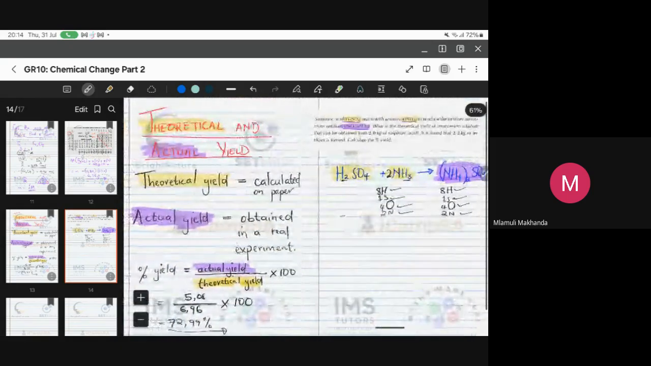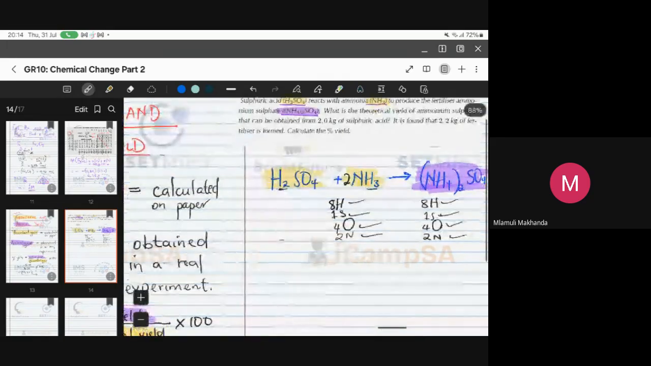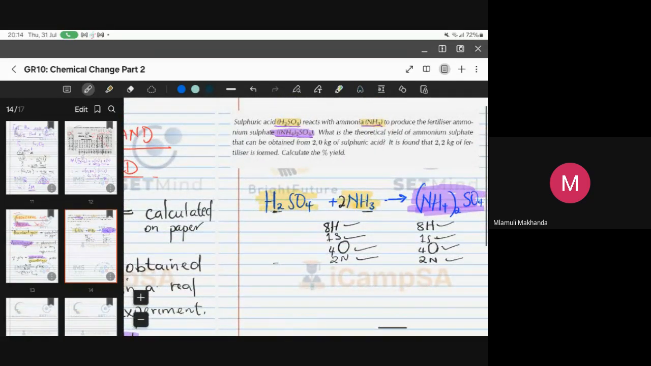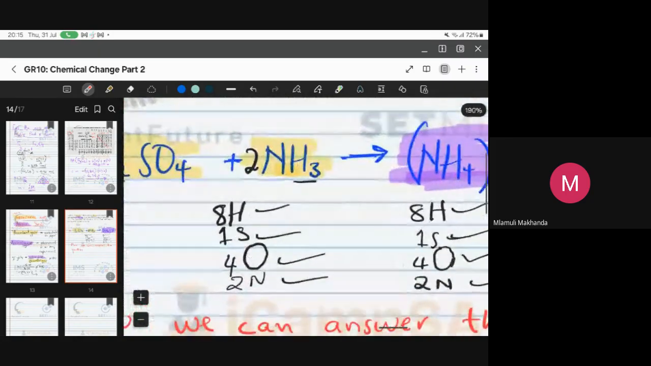Let's continue. What was the question saying? Now we can answer the question. Before we even go and read what the question was saying, let's first balance the equation. Let's see. It was saying, what is the theoretical? How did N affect H? Okay. No. N did not affect H.